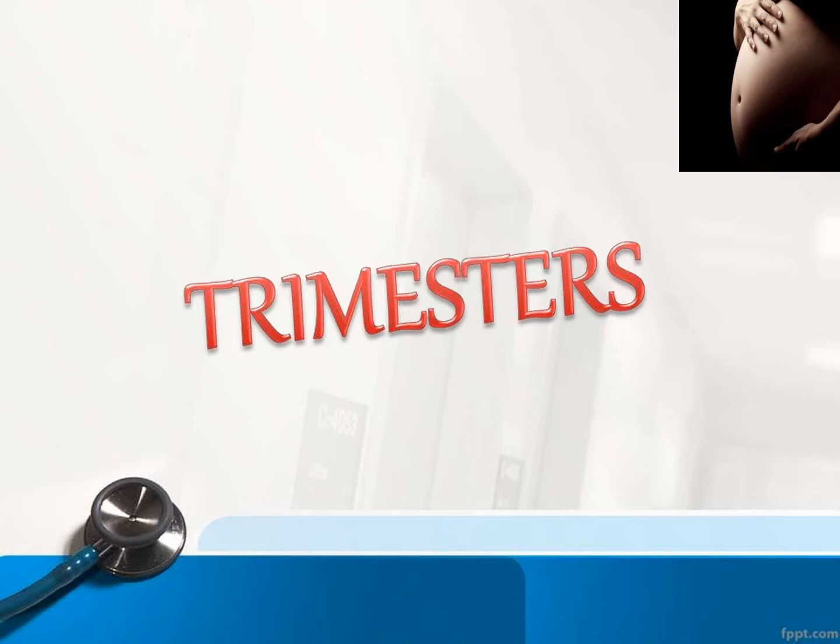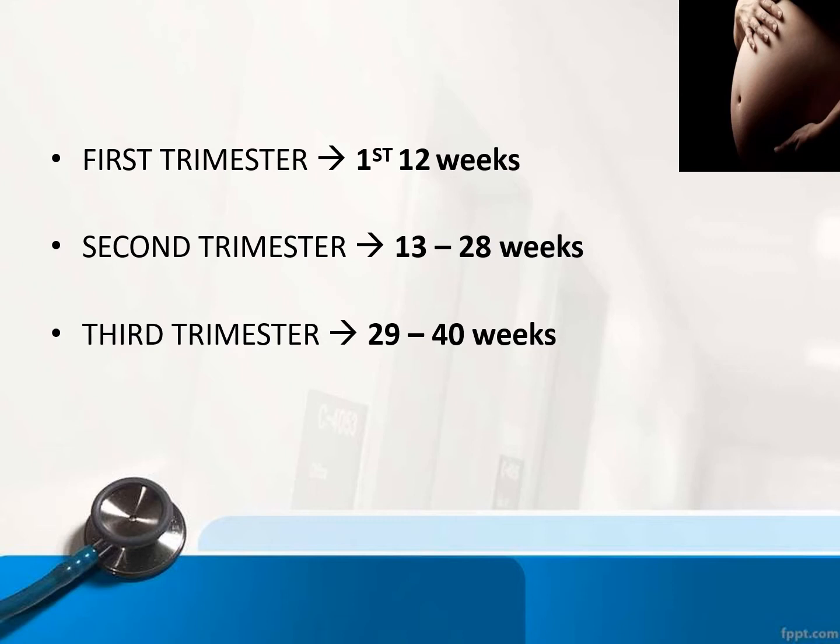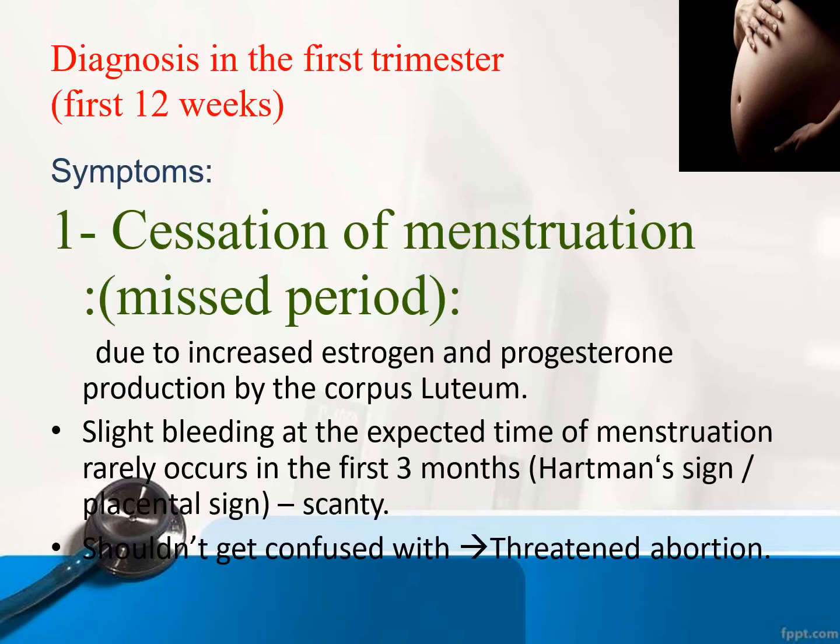This total 9 months duration of pregnancy is divided into 3 sectors, that is 3 trimesters: first, second and third trimester. The first 3 months from conception is the first trimester, 3 to 6 months is the second trimester, and 6 to 9 months is the third trimester. If you are telling in weeks, 1 to 12 weeks is the first trimester, 13 to 28th week is the second trimester, and 29 to 40th week is the third trimester.